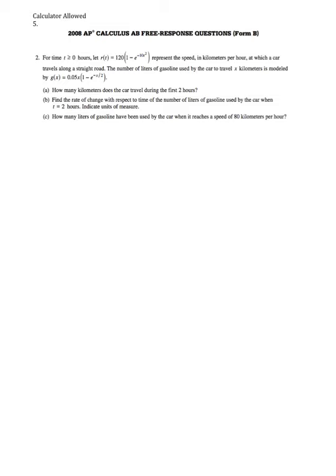So they give us a couple different functions here. First of all, they give us r of t, which represents the speed, not the velocity, in kilometers per hour at which a car travels along a straight road. And then the number of liters of gasoline used by the car to travel x kilometers is modeled by this function. Right away, I'm noticing that the input of this function is t hours, and the input of this one is x kilometers. So different inputs, which is strange already.